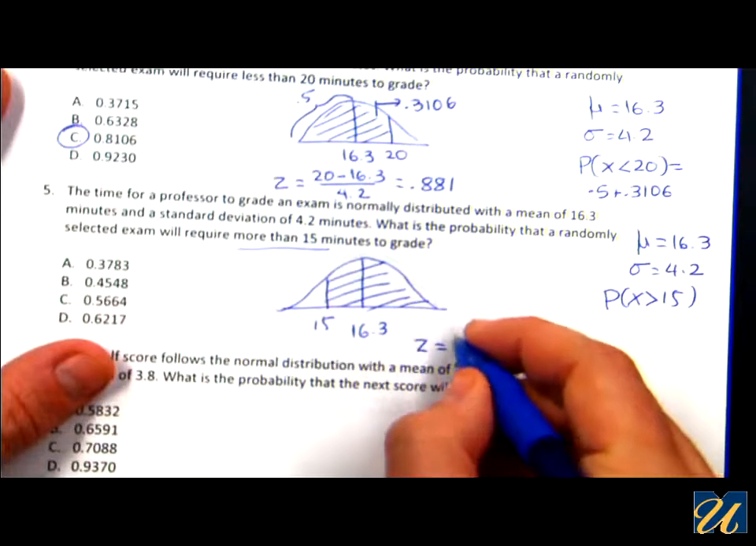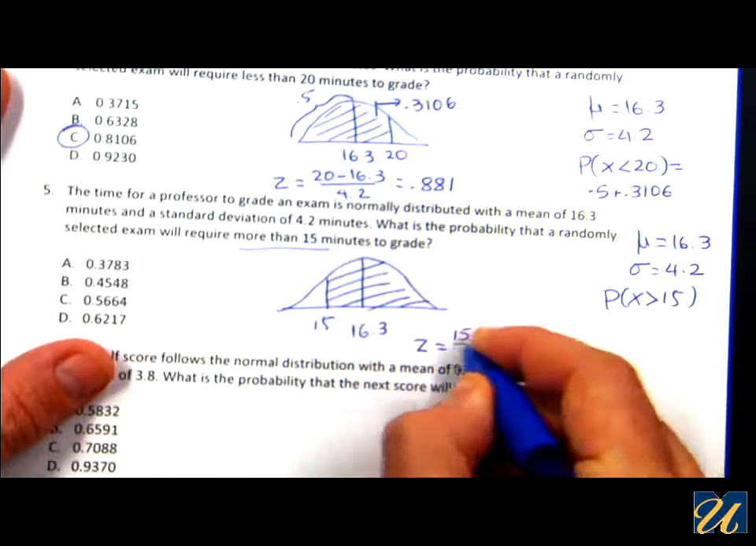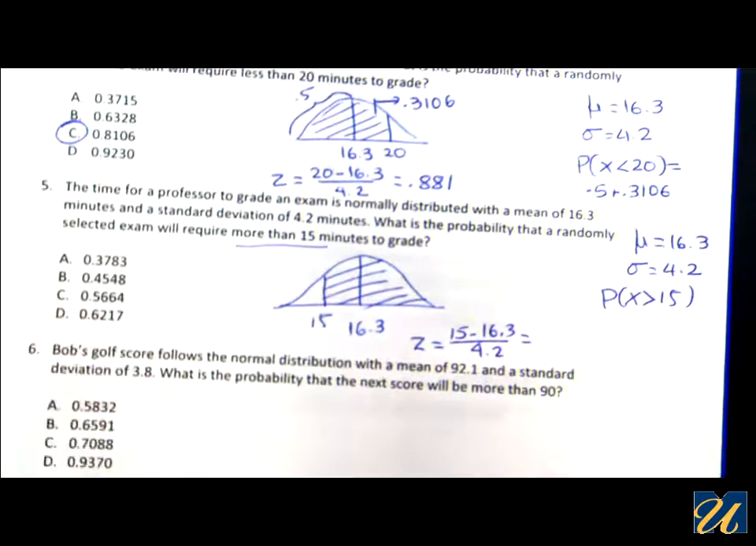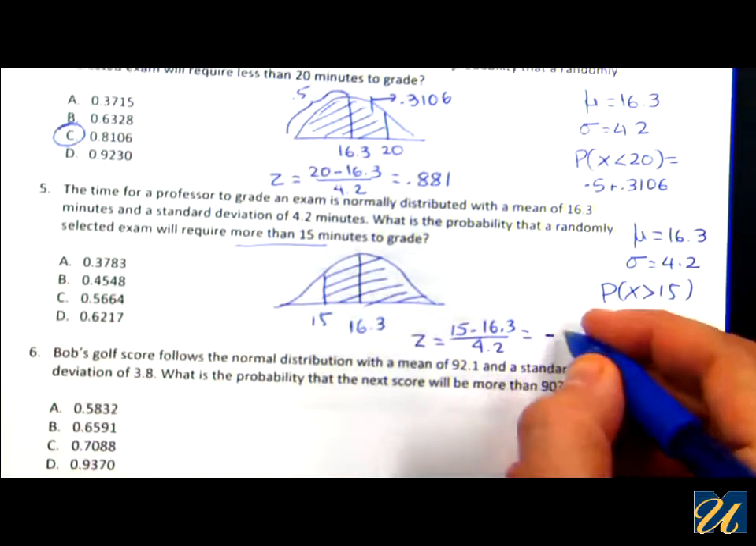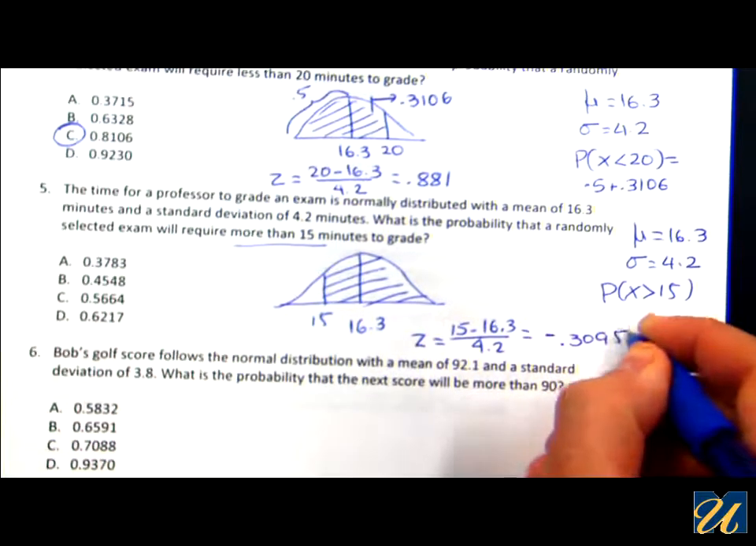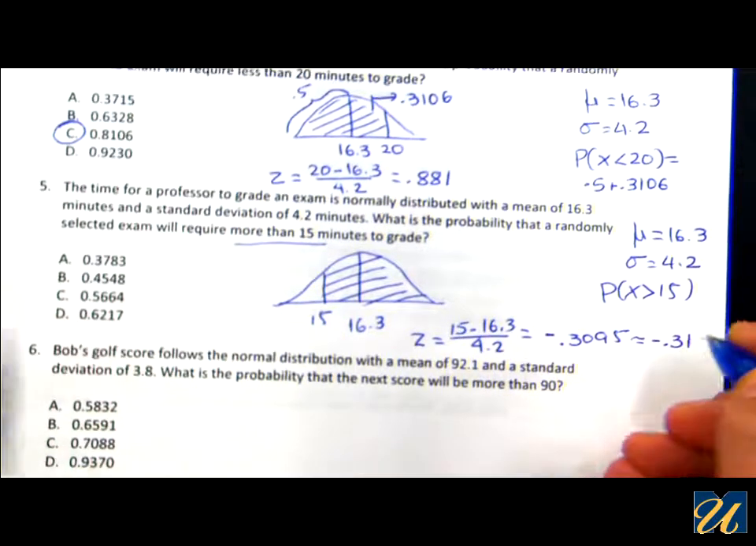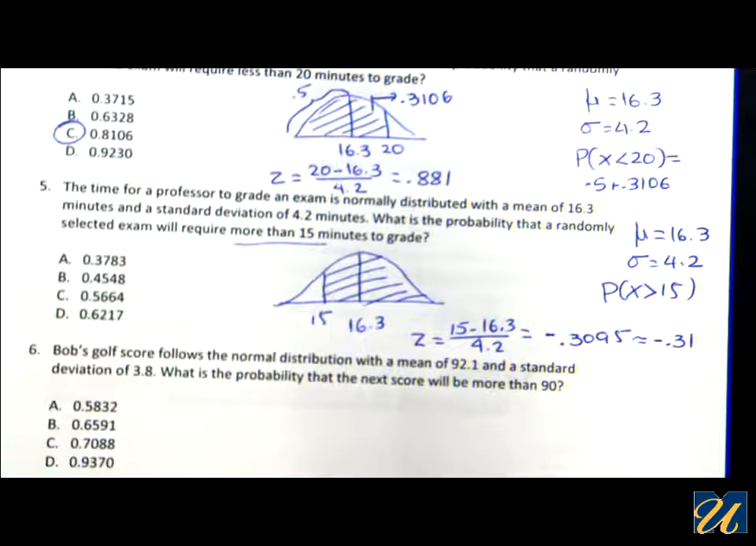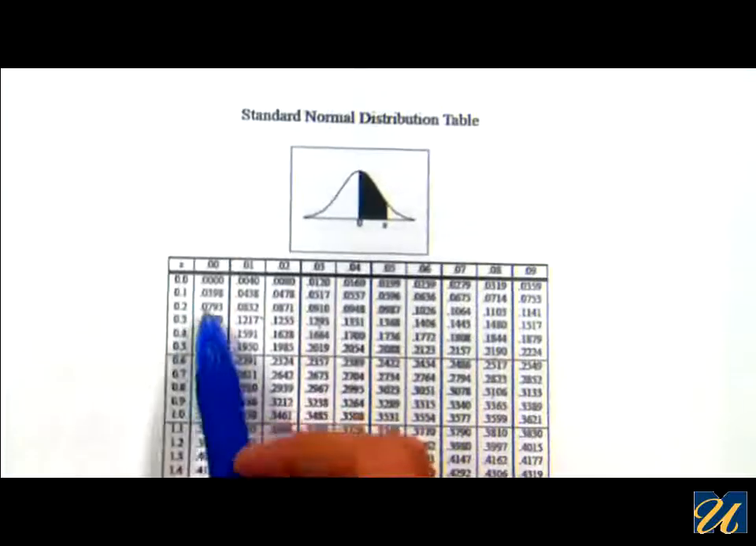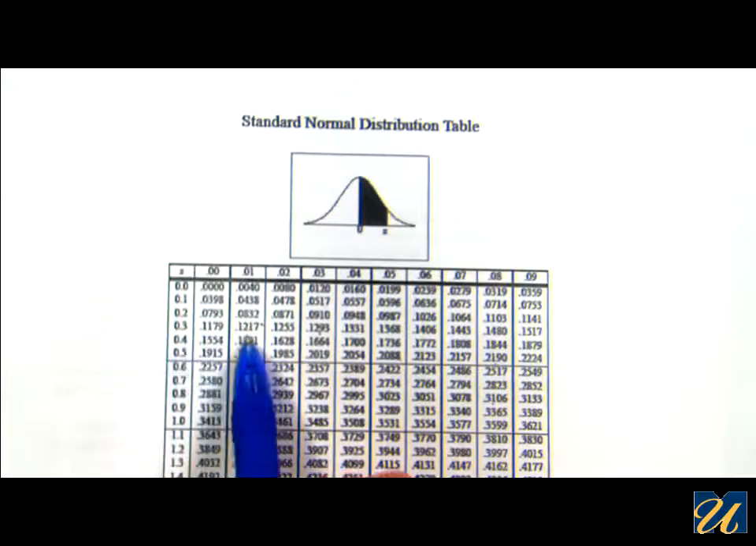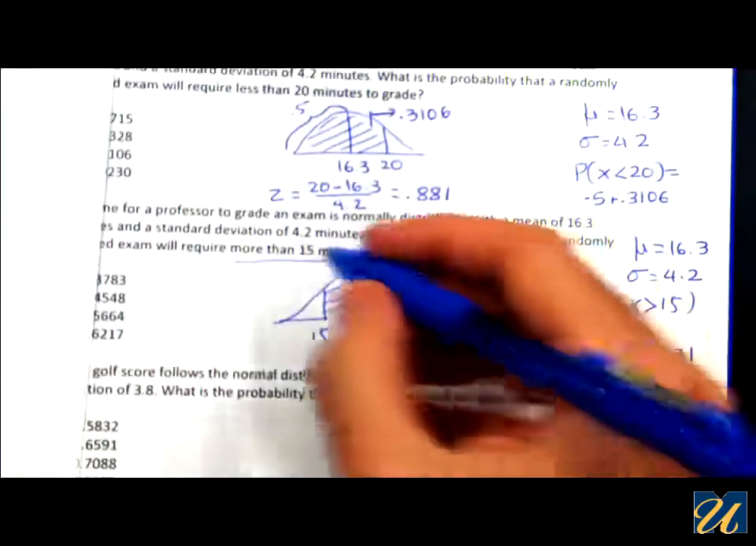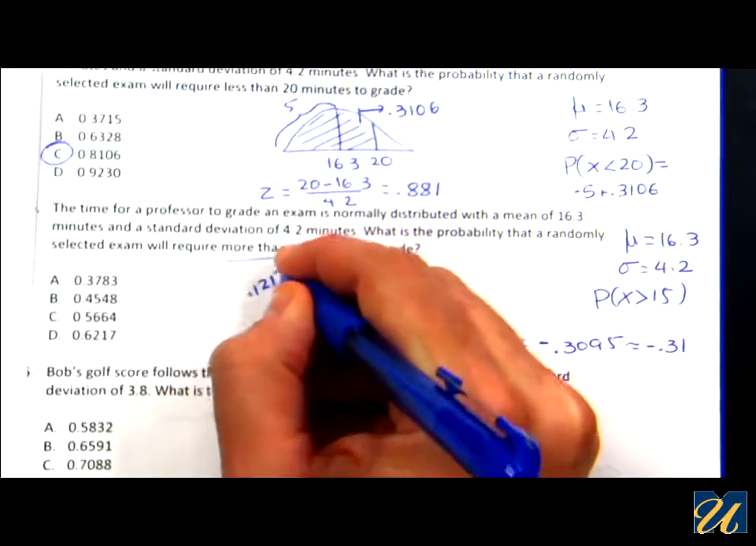Z-score is equal to 15 minus 16.3 over 4.2. So let's do the calculations. 15 minus 16.3 divided by 4.2. This is going to be negative 0.3095. Again, you round to 2 decimals, negative 0.31. You take the absolute value, 0.31, and the table gives 0.1217.